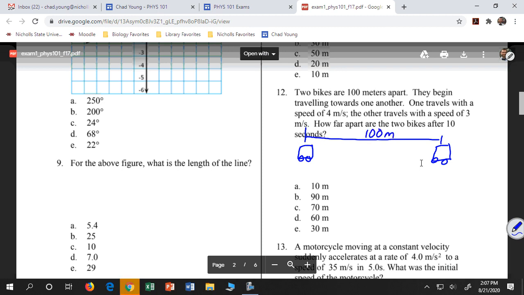And one is traveling with a speed of 4 meters per second, and one is traveling with a speed of 3 meters per second. Now, first of all, I don't give you any signs because I'm giving you the speed. Remember, that's the magnitude of the velocity. So what's really important here is that they're traveling towards one another. One of them will be traveling with a negative velocity and one with a positive velocity, but that's not really relevant here. Let's say that this is the 4 meter per second one, and this is the 3 meter per second.